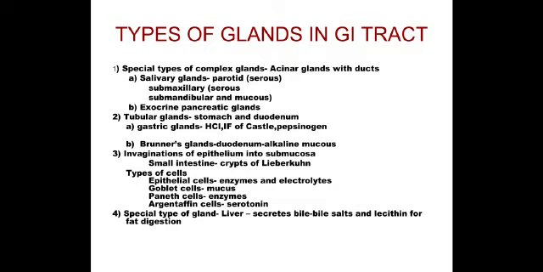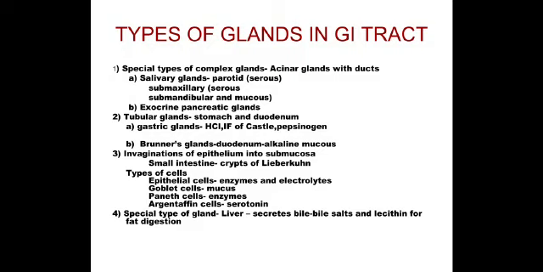In the small intestine, we have villi as the functional unit, and the gastric glands, which secrete HCl, intrinsic factor of Castle, and pepsinogen. The Brunner's glands in the duodenum secrete an alkaline mucus. The invagination of epithelium into the submucosa, in the small intestine, is called the crypts of Lieberkühn. The types of cells present are the epithelial cells, which secrete enzymes and electrolytes. The goblet cells secrete mucus.